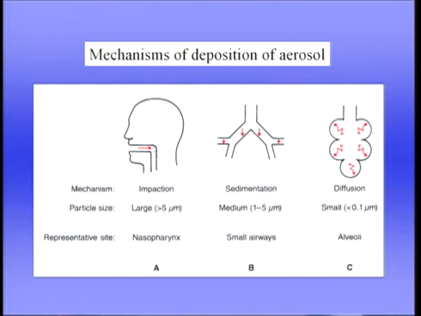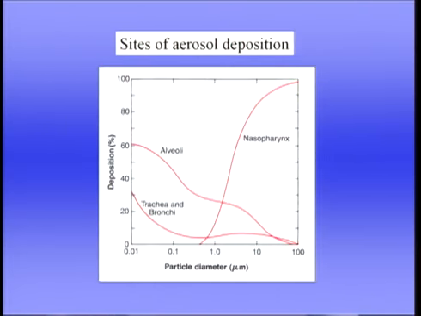And that's an extremely effective way of removing the larger particles, particles over about 5 microns or so. And this slide shows the sites of aerosol deposition, deposition on the vertical axis here, particle diameter here on a log scale, as you can see. And notice that all the particles over about 3 microns or so, essentially the vast majority of them, are deposited in the nasopharynx. So the nasopharynx is a very effective way of removing these larger particles by the process of impaction.